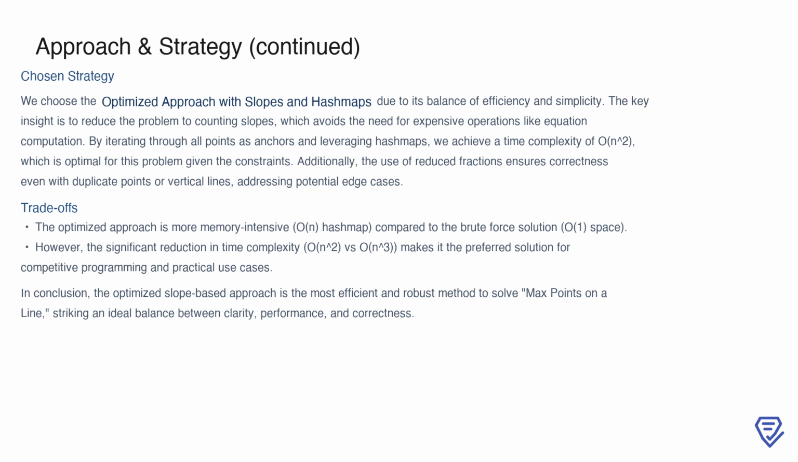Furthermore, the use of reduced fractions for slopes ensures the solution handles edge cases, such as duplicate points or vertical lines, with correctness and precision. While this method does require additional memory, with a space complexity of O(n) for the hash map, the trade-off is well worth the significant reduction in time complexity, from O(n³) in the brute force approach to O(n²). This balance of clarity, performance, and robustness makes the slope-based approach ideal not only for competitive programming but also for real-world applications where efficiency is critical.